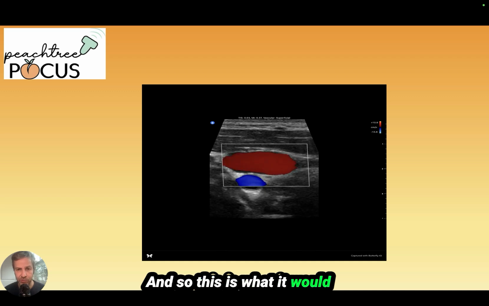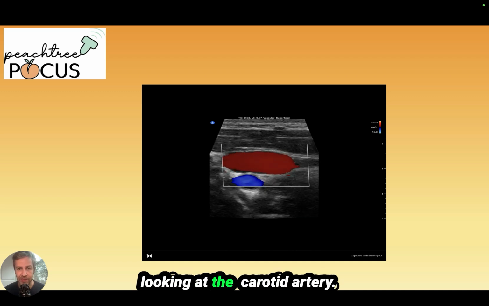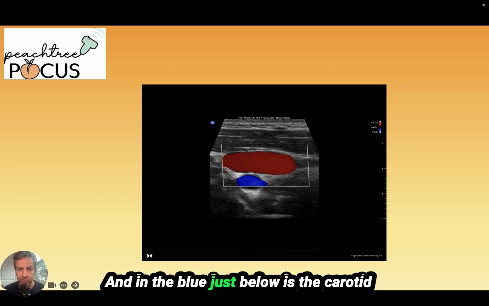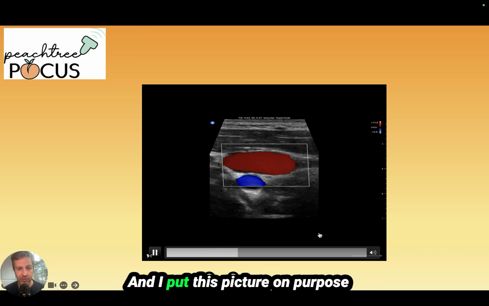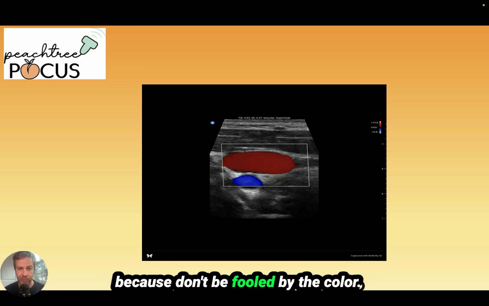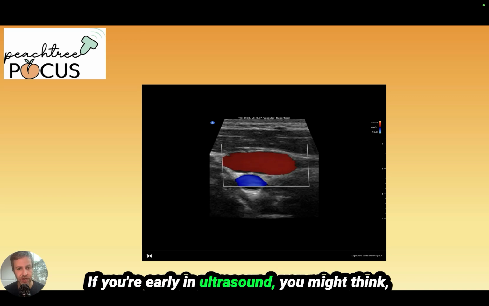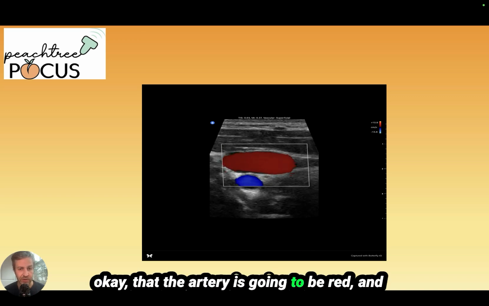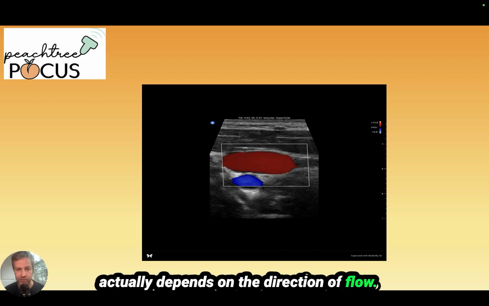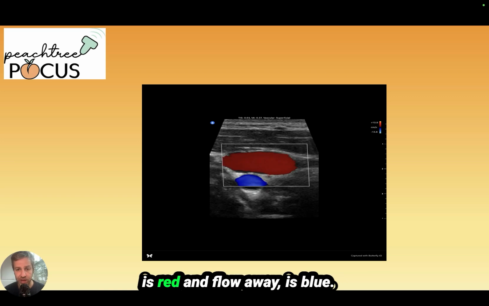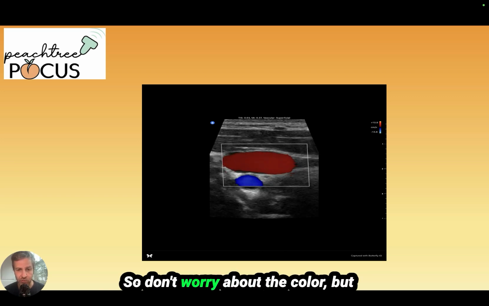This is what it would look like on ultrasound when looking at the carotid artery. In the blue, just below, is the carotid artery. Here's the internal jugular above. I put this picture on purpose because you shouldn't be fooled by the color. If you're early in ultrasound, you might think the artery is going to be red and the vein is going to be blue, but the color actually depends on the direction of flow. Flow towards the ultrasound probe is red and flow away is blue. So don't worry about the color.